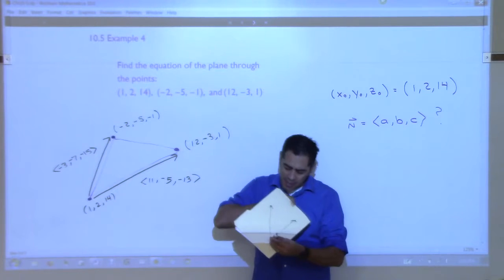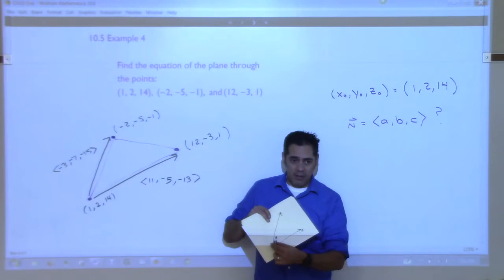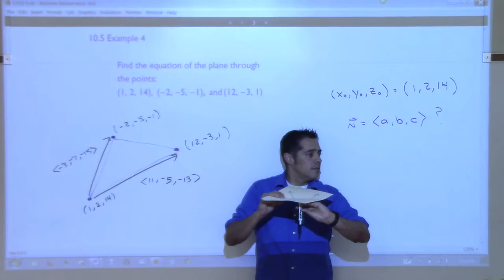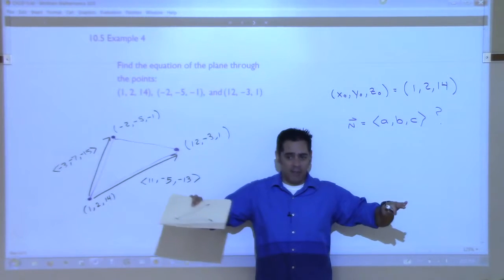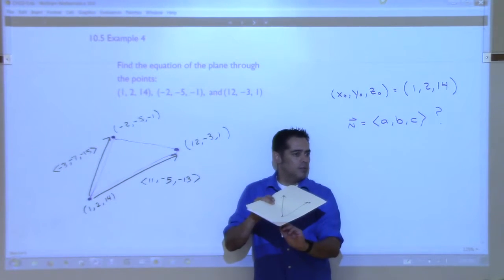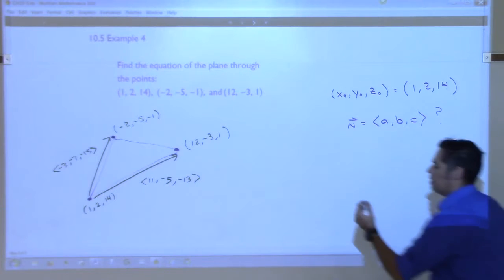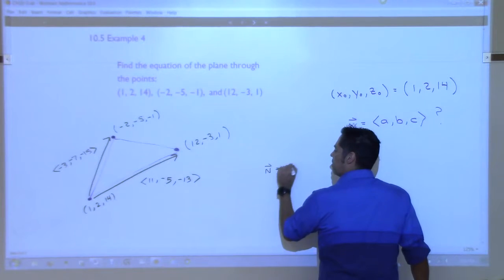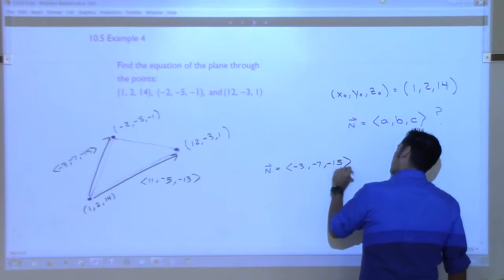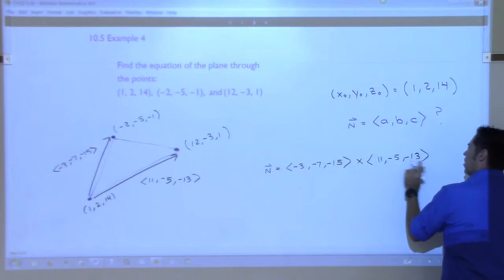Now, remember from last class, I said that when you cross, the order matters, right? If I cross one way, I'm going to get this vector. If I cross the other way, I'm going to get the vector that's on this side of the page. Doesn't matter. N can be any vector that is orthogonal, and both of these are orthogonal. So it doesn't matter which order you cross these. So my normal vector is going to be the cross product of (-3, -7, -15) crossed with (11, -5, -13), right? That's what it's going to be.